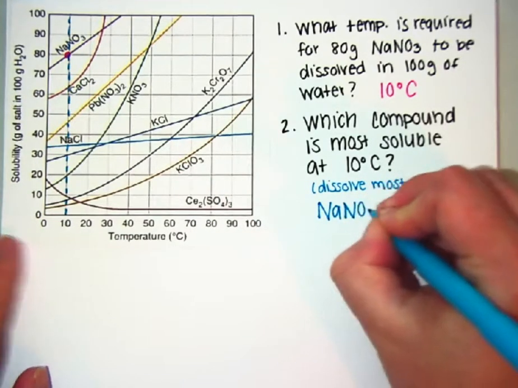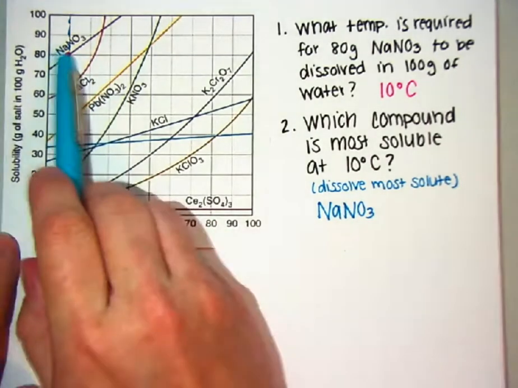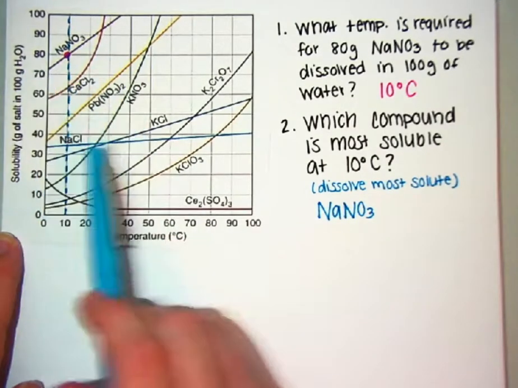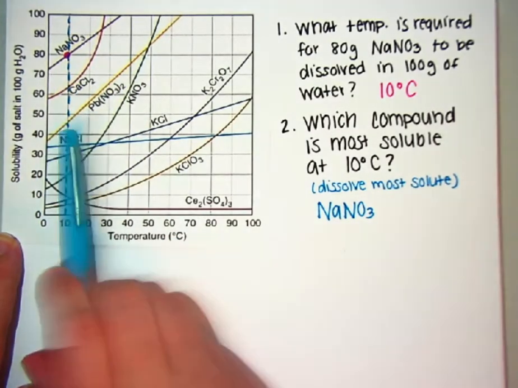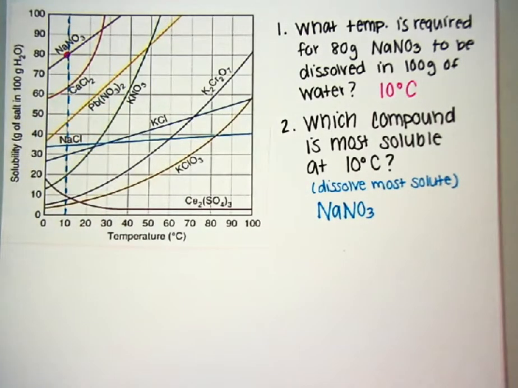Sodium nitrate. Sodium nitrate can dissolve 80 grams. Calcium chloride, only about 63. Lead 2 nitrate, about 55, 56. Whichever compound can dissolve the most solute will be the most soluble.